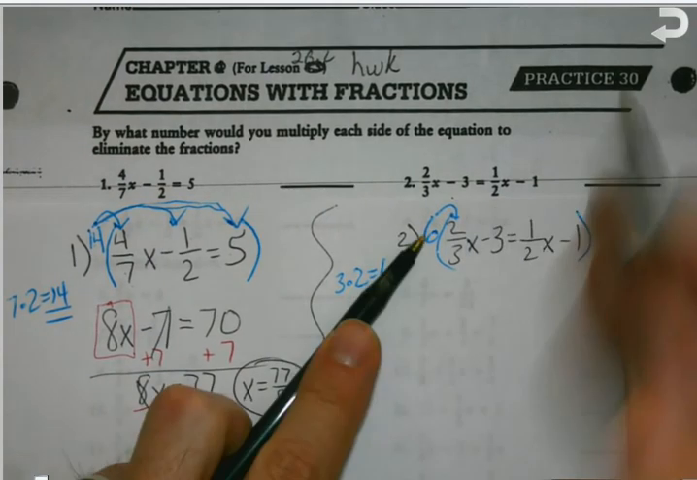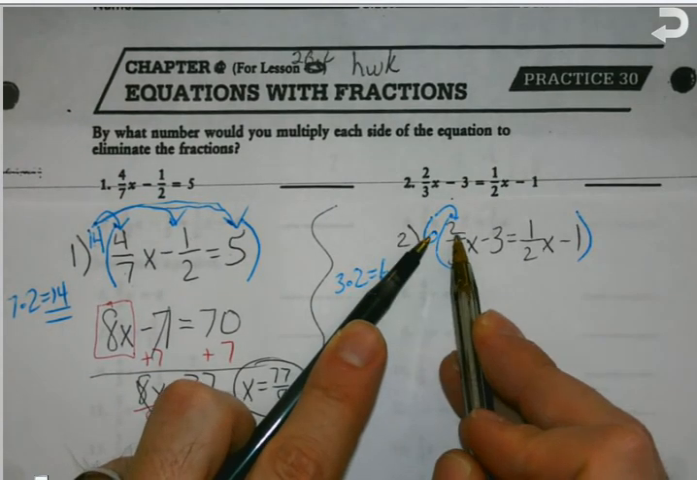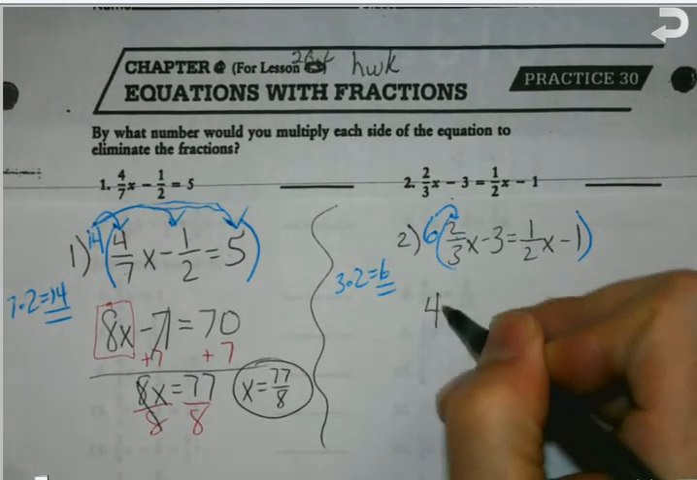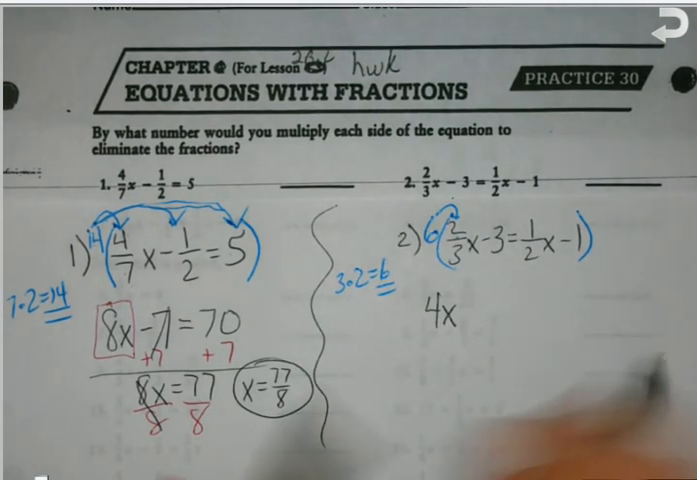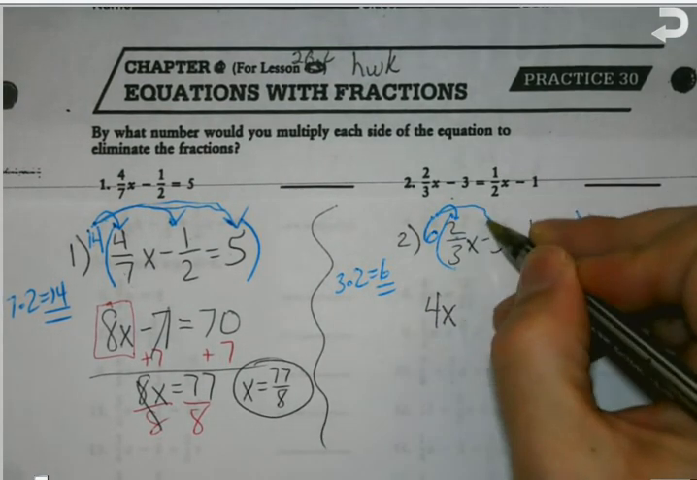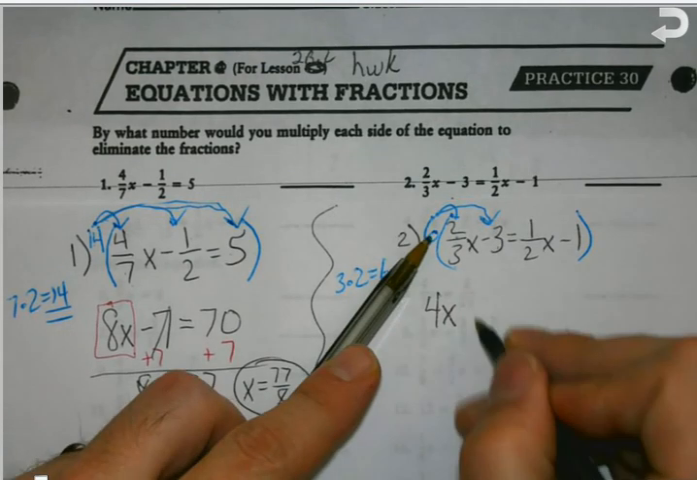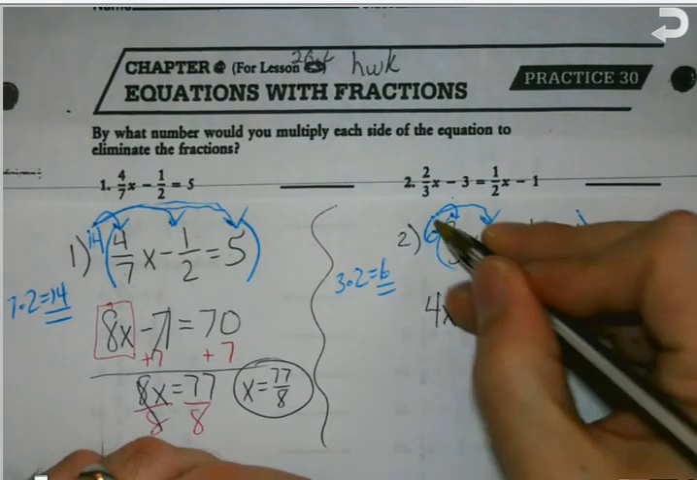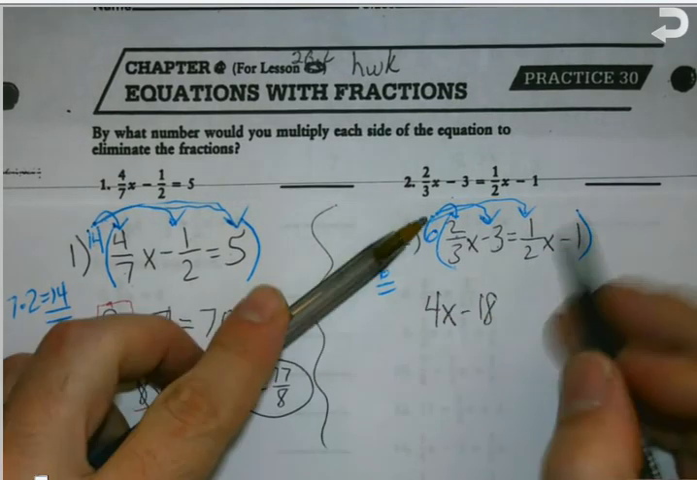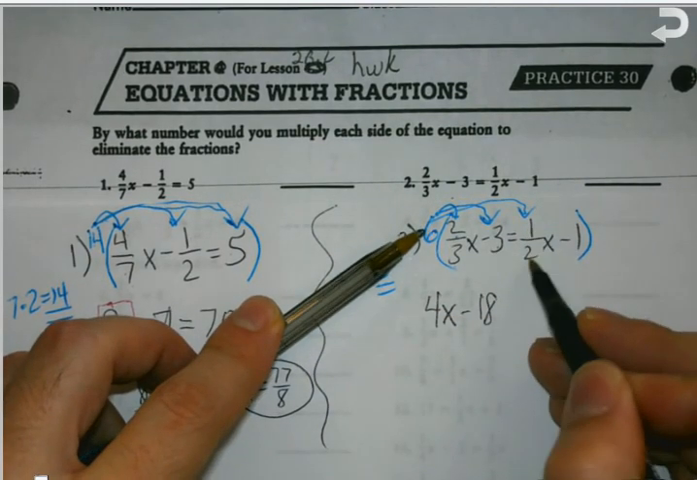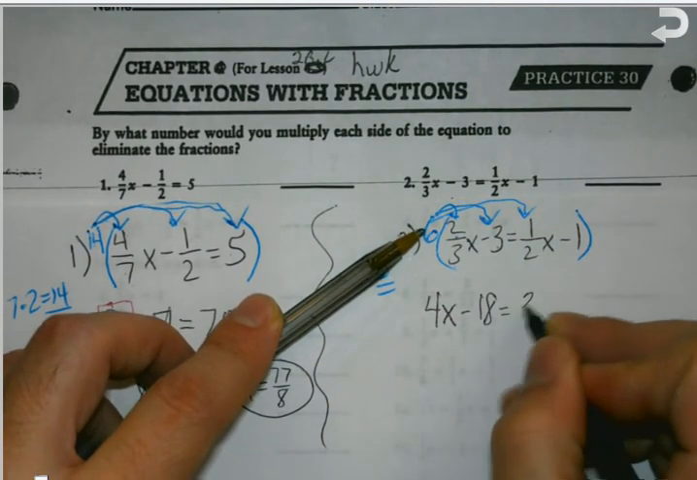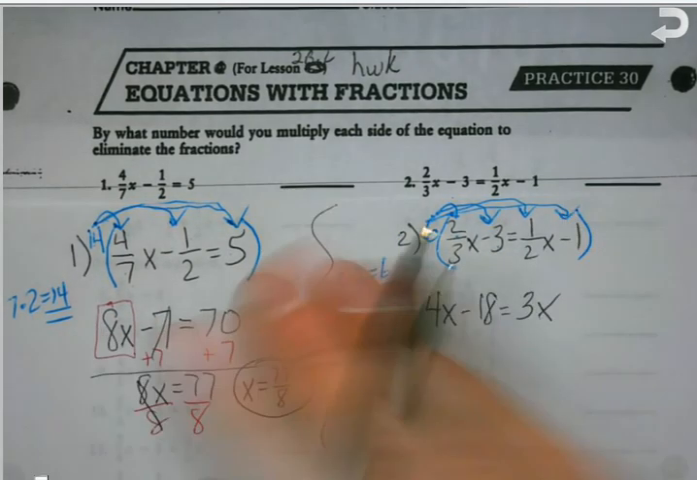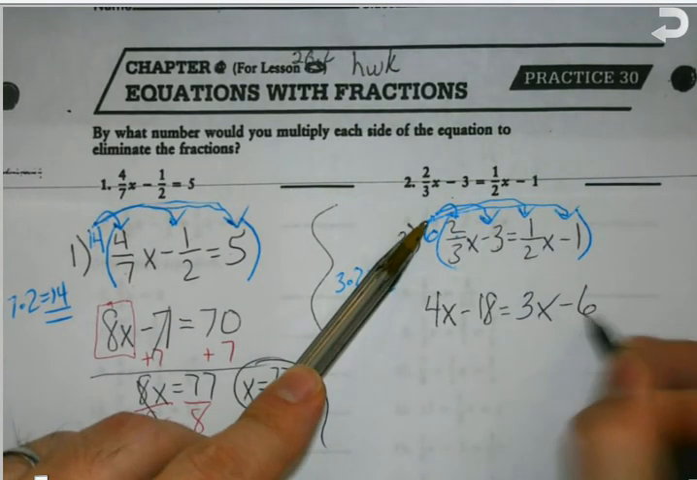So again, 6 times 2 is 12, divided by 3 is 4x. Don't lose your variable there. 6 times negative 3 is negative 18. And then just keep right on going. 6 times 1 is 6. Divided by 2 is 3x. And finally, 6 times negative 1 is negative 6.